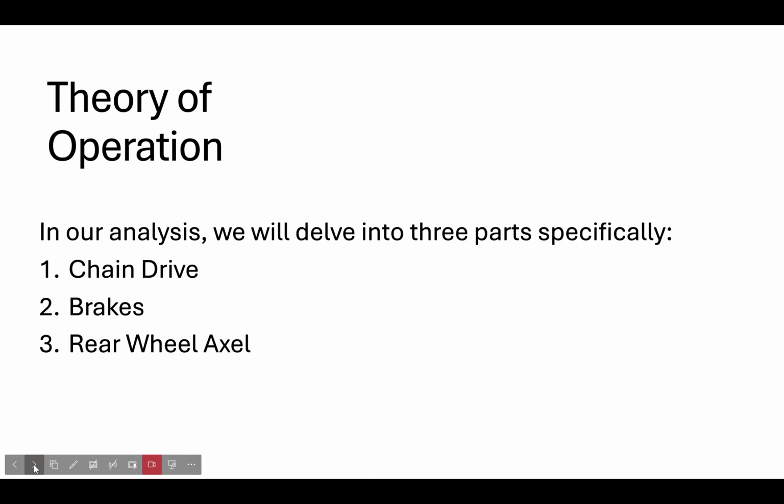For theory of operation, we divided the bike up into just three generic parts. So we have the chain drive, and then we have the brakes, which are going to be the part that I'll analyze. And then we have the rear wheel axle.